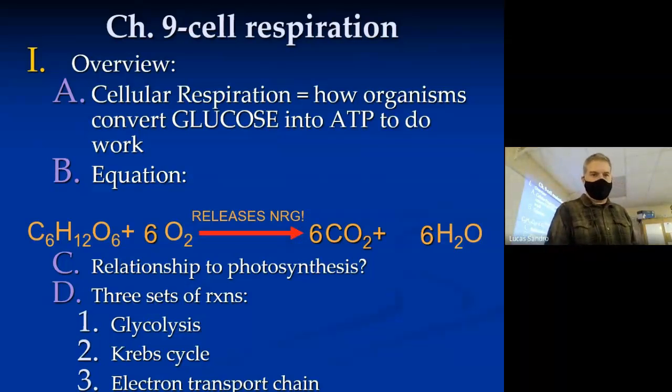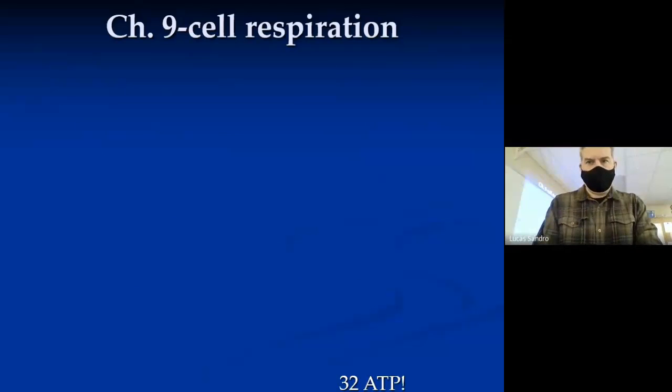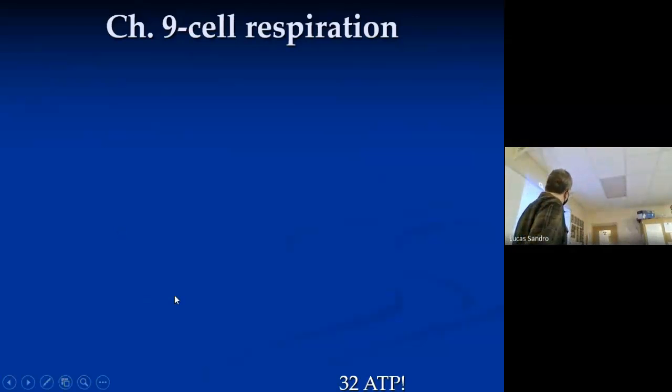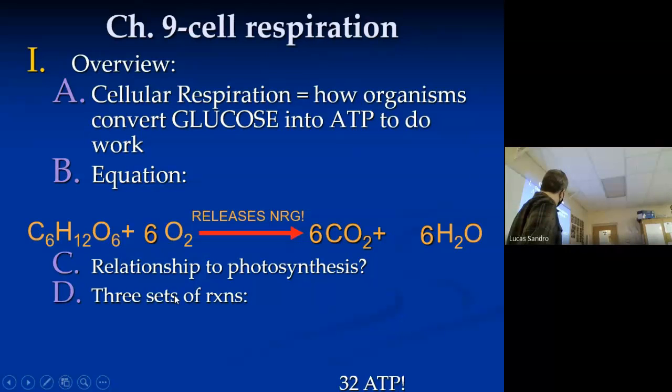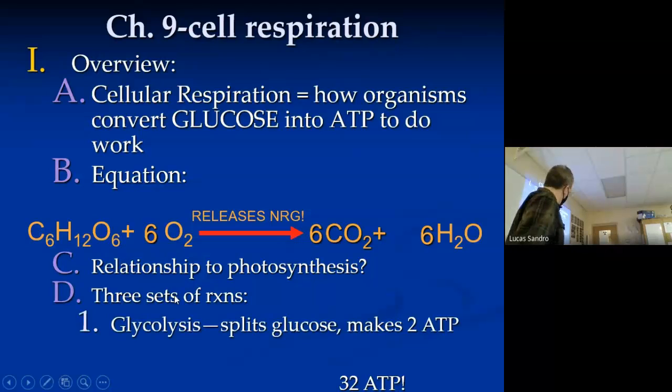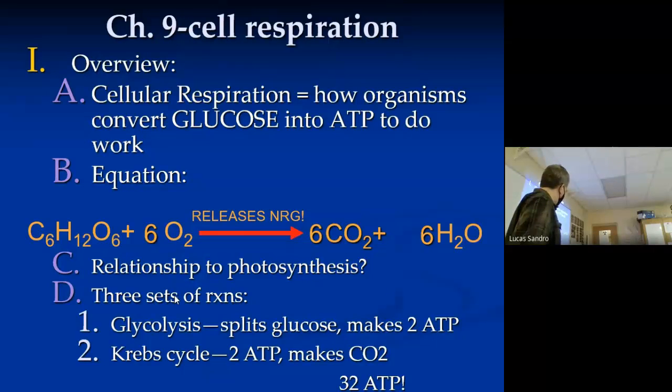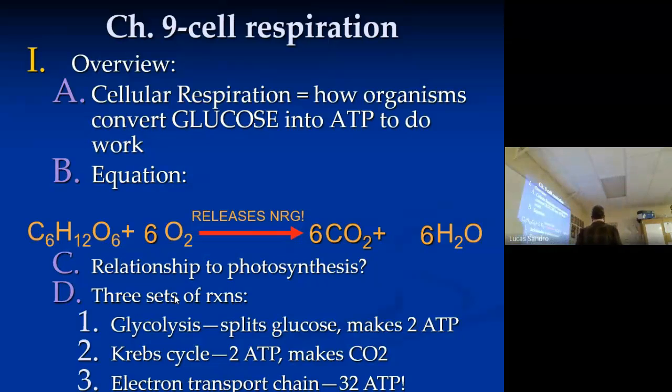I'm going to put a little note next to these things just to describe them briefly since we're not going any deeper. Okay, so a little note here that glycolysis splits glucose and makes 2 ATP. Krebs cycle makes 2 ATP as well and generates CO2. The electron transport chain is your big money maker here. This is the one where you get 32 ATP out per glucose that goes through the system. Questions?